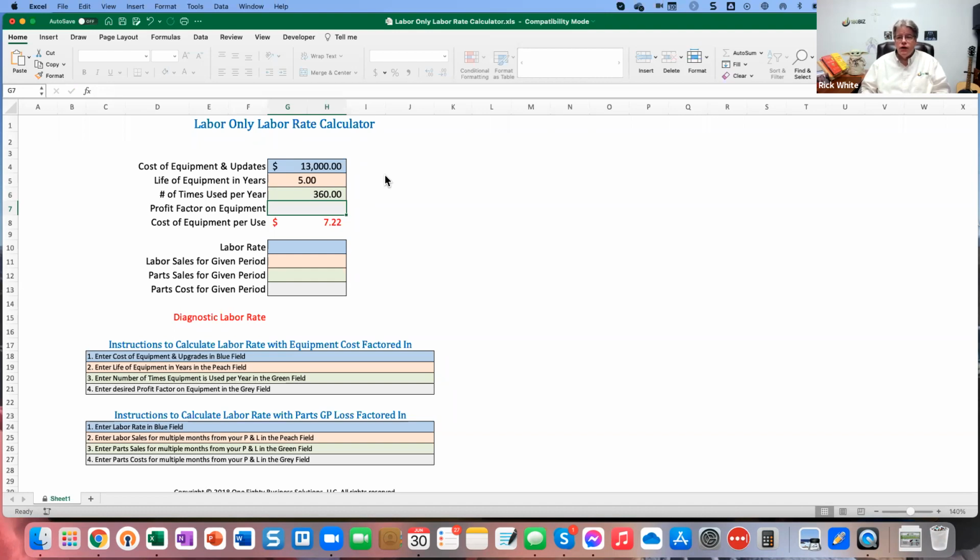Now, what's your profit factor on it? You want to double your money? You want 100% profit? In other words, do you want to mark it up so that you're making 100% on it, or more? So now it's at $14.44 just for the equipment.